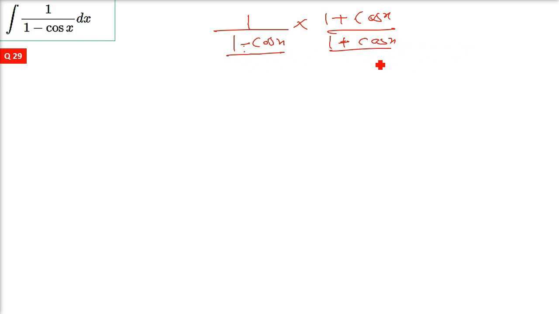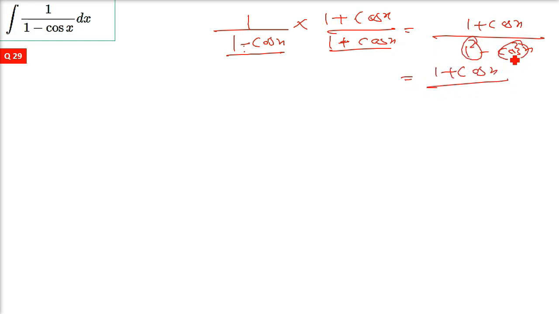A square minus b square is a minus b into a plus b. A is 1 here and b is cos x. So 1 minus cos square x is sin square x. Numerator is 1 plus cos x. So 1 plus cos x divided by sin square x it will be. So this sin square x, let us write it here. Now separate them out. 1 by sin square x, one thing, and cos x by sin square x, another thing.